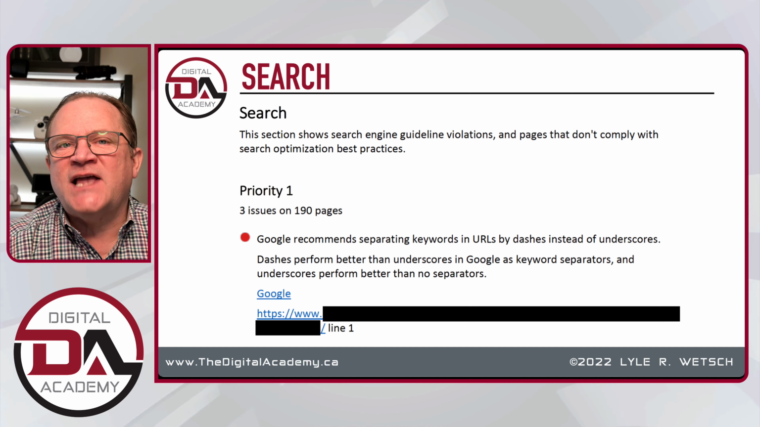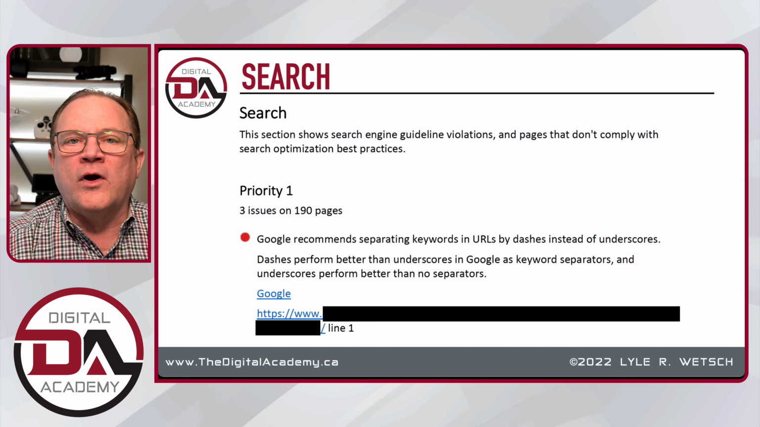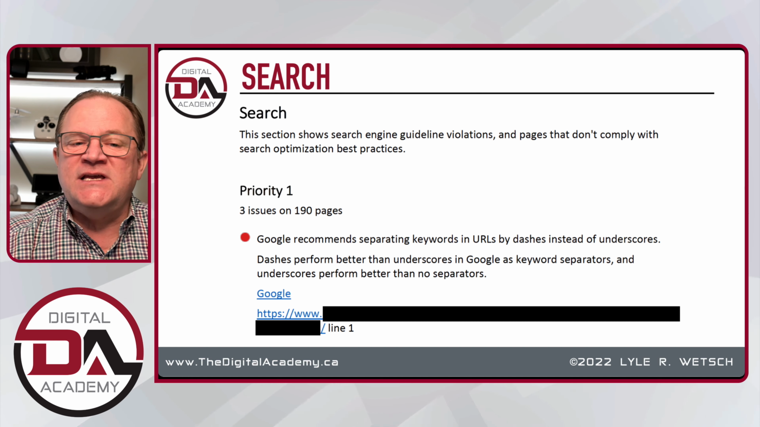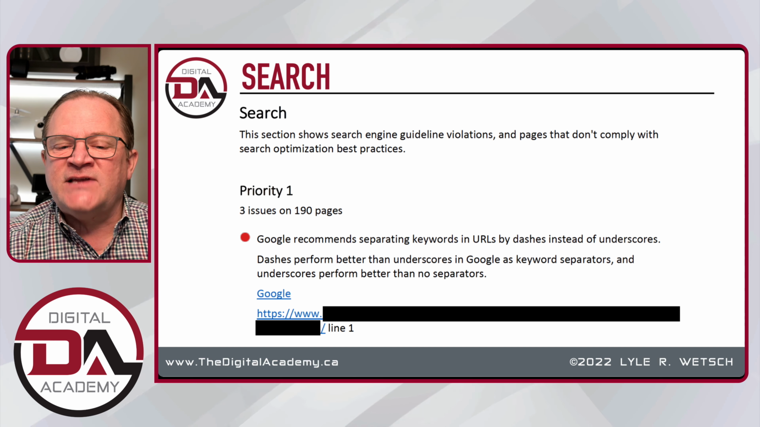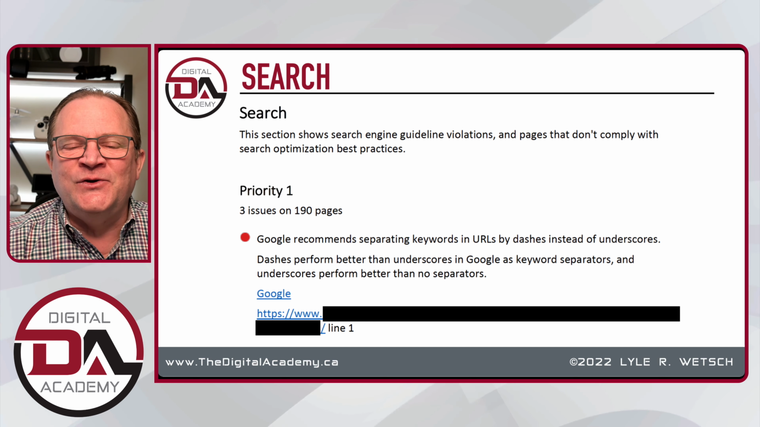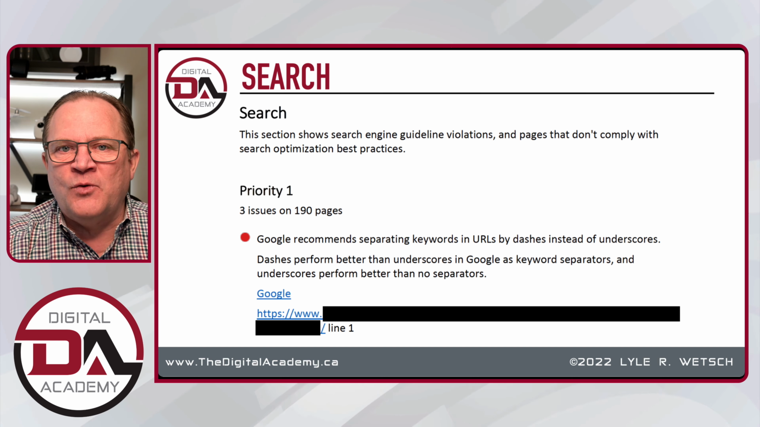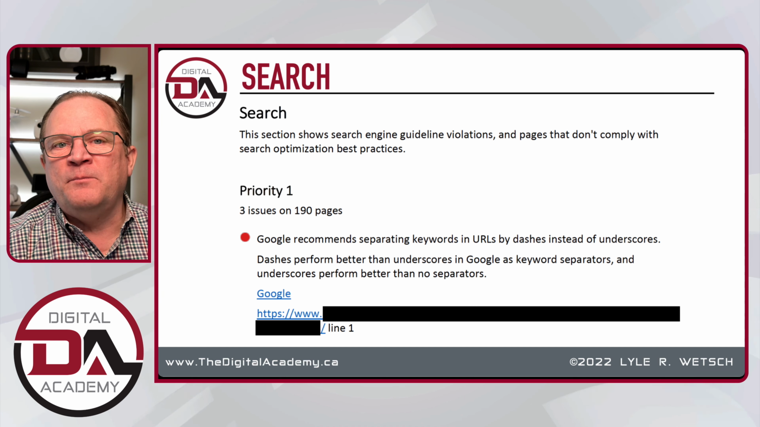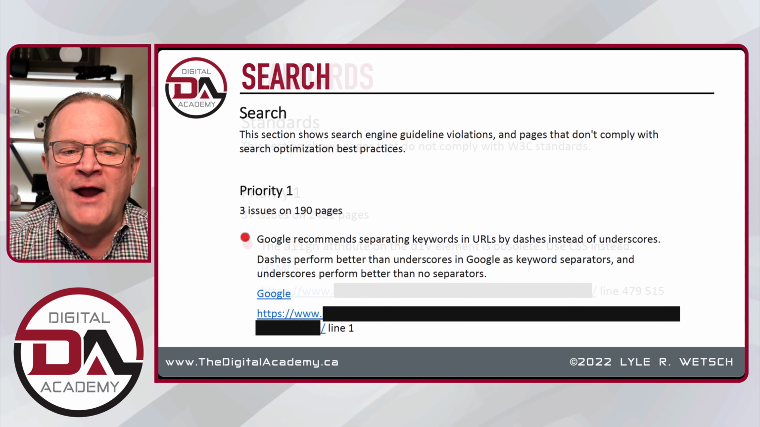Search issues are sections that identify whether you are violating search engine guidelines or your web pages are not complying with search engine best practices. So we see here that there's 3 issues on 190 pages that are priority 1. This is an example where the words in your URL have underscores and not dashes. Dashes make it much easier to identify the unique words contained, and will perform better, particularly in Google searches, and that's why it's identified as a priority 1 issue.